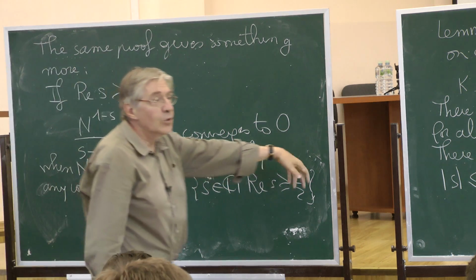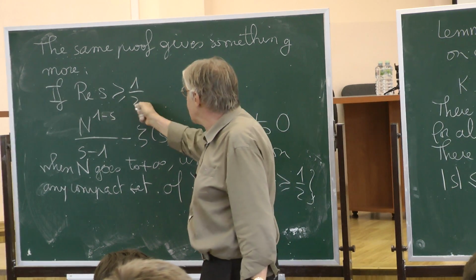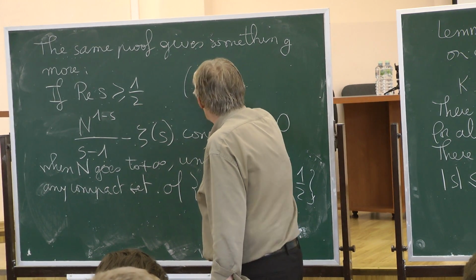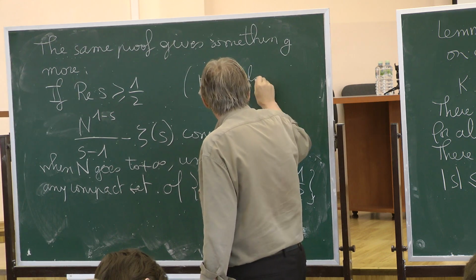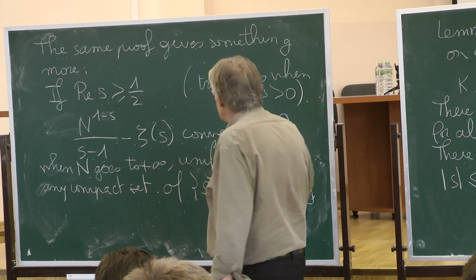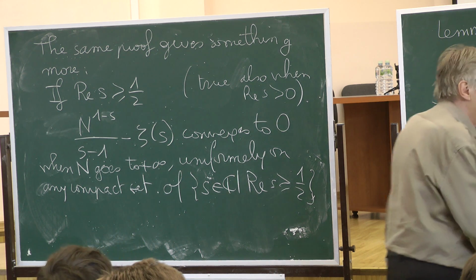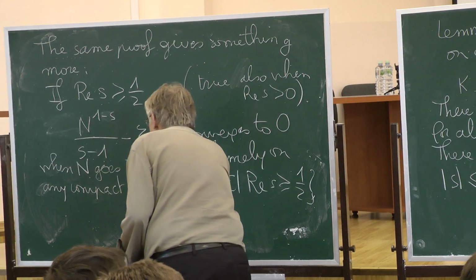I have put 1/2 in order to have simple bounds. If you keep the 1 minus sigma minus 1, and if you let sigma vary, in fact you can go up to 0. It doesn't matter so much. In fact, the 1/2 is not really something. It is true also when real part of s is strictly bigger than 0. Doesn't matter for me because I'm only interested in integers, therefore having 1/2 or 0 doesn't matter so much.